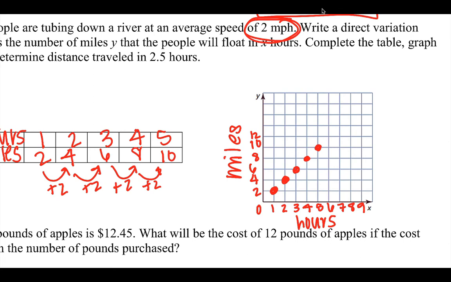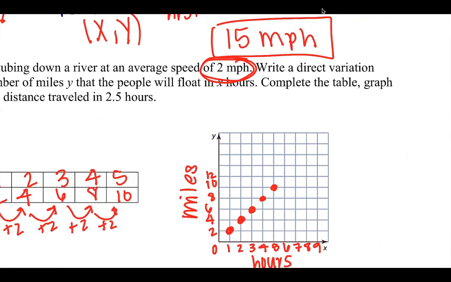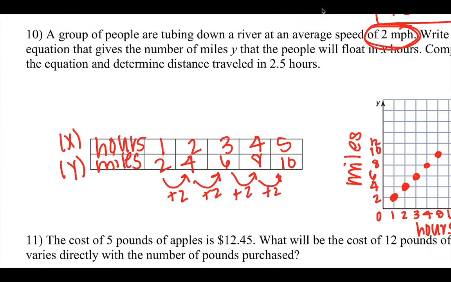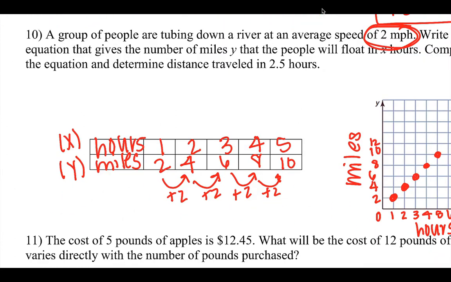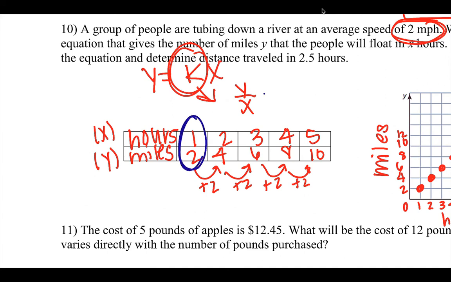Right? And it asked to complete a table, graph, and the equation. So now I've done the table, I've done the graph, now I've got to do my equation. So again, the equation is y equals kx. I have to figure out what k is. K is y divided by x. So if I look here at my table, let's use this one. I'm going to do 2 divided by 1, which is 2. So my equation is y equals 2x.